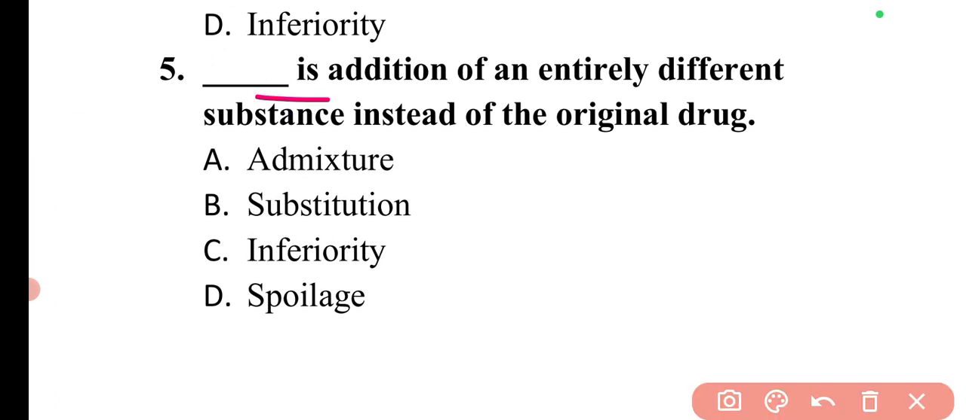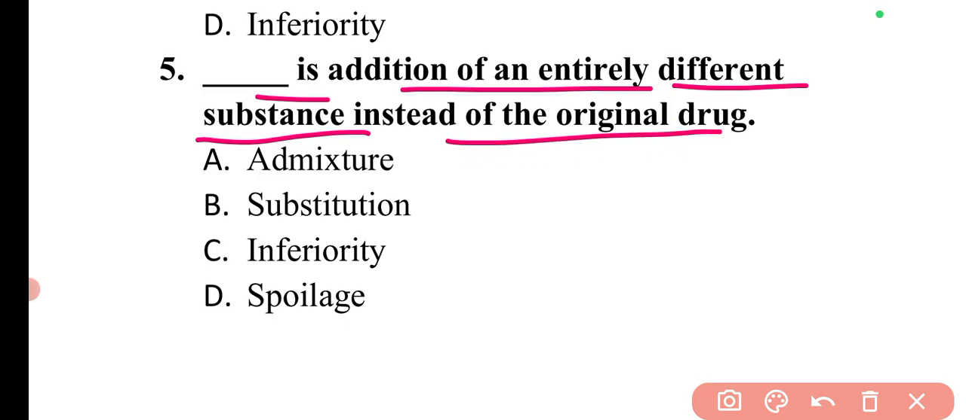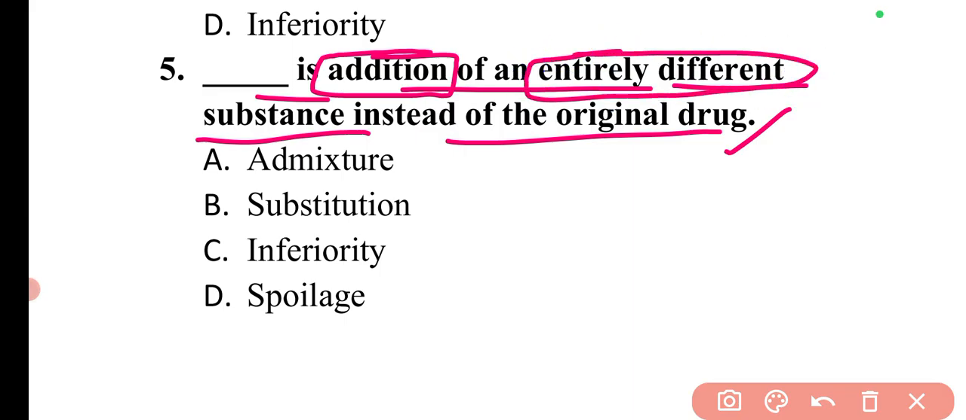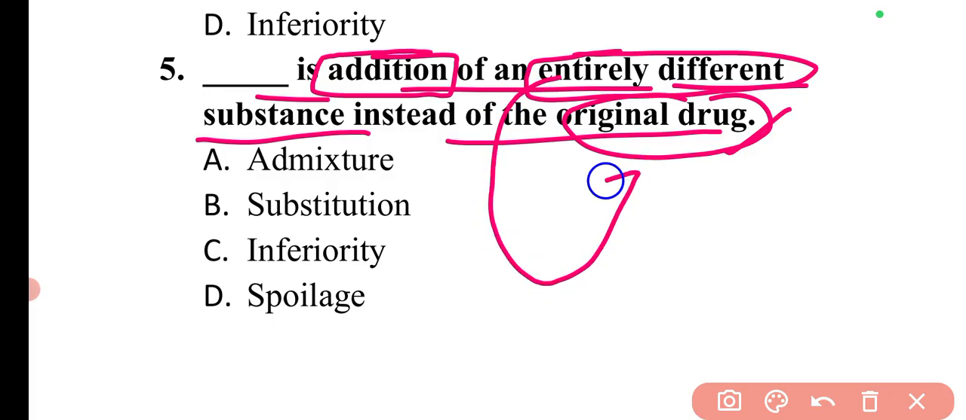Next question is, dash is addition of an entirely different substance instead of the original drug. So what is it? It is the addition of an entirely different drug, a different substance. It means we are replacing the original drug with an entirely different substance. So that is known as the substitution.